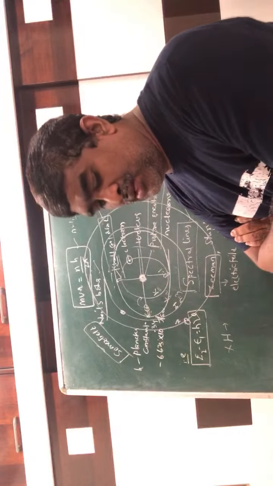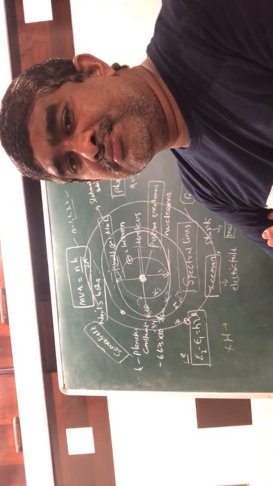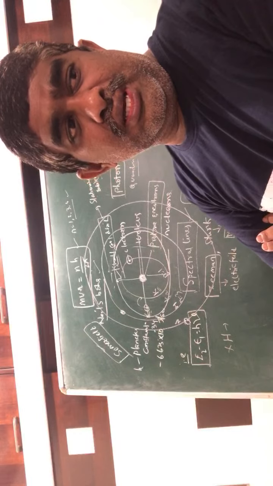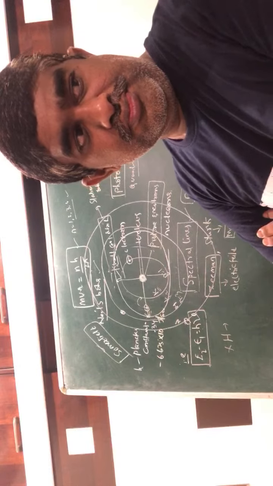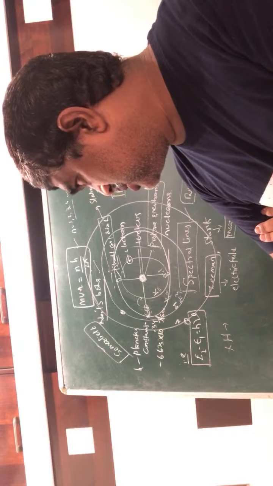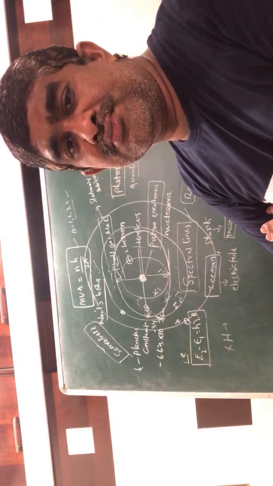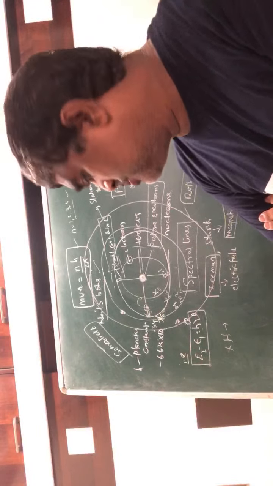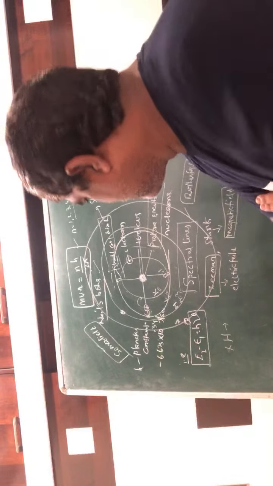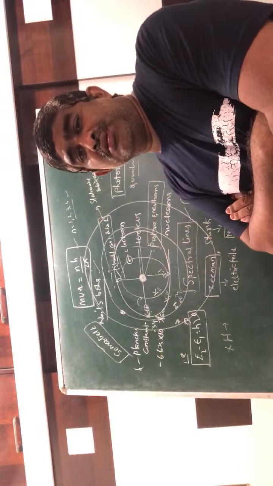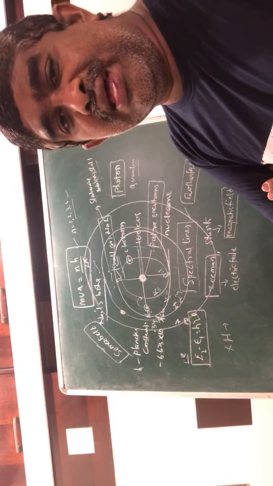Next point. Each stationary orbit or stationary shell is designated by the letters K, L, M, N.